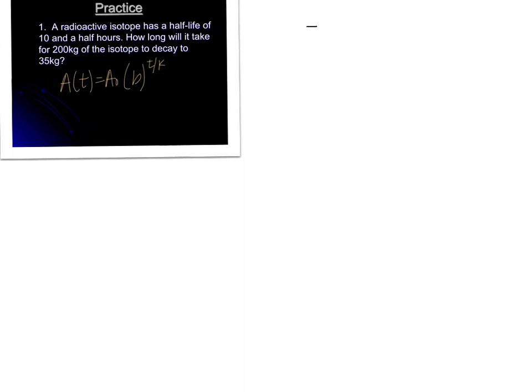So we know we're starting with 200 kilograms. We know b is a half because it's a half-life problem. B and k go together. Remember Burger King there? So the k value is 10.5. We're looking for the t value. And we want our ending amount to be 35 kilograms.